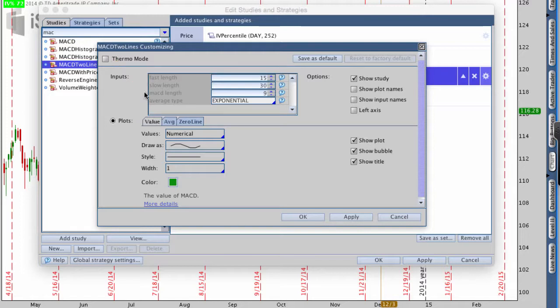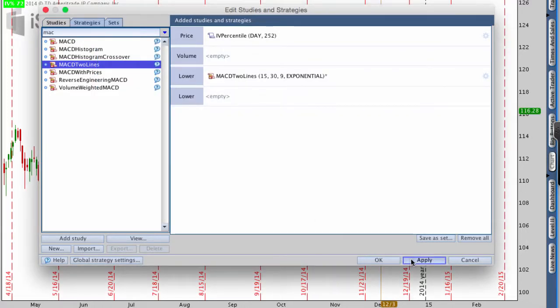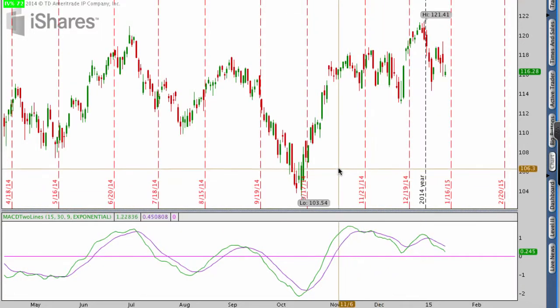Once we actually put those on our charts, all I do is hit apply, and go here and hit apply. And you can see that now MACD is on the bottom side of our screen.